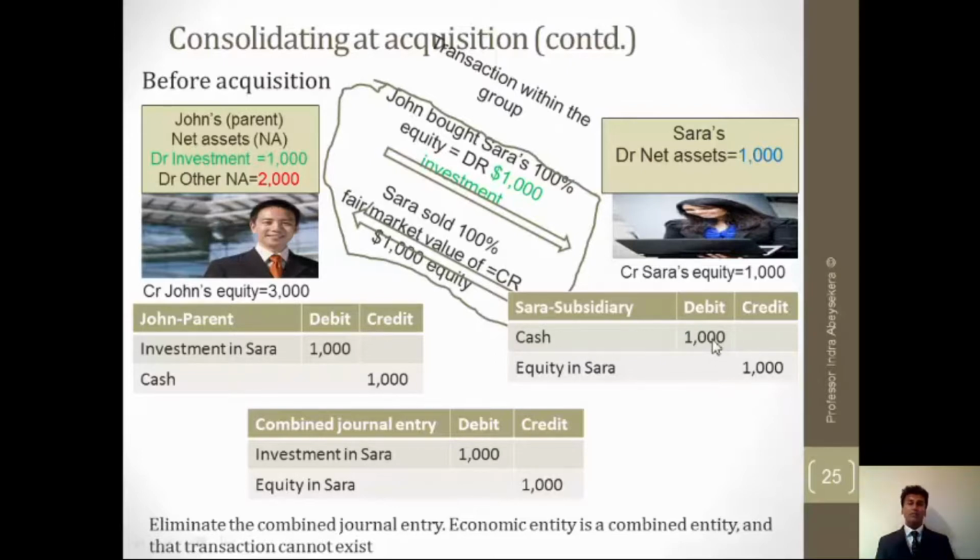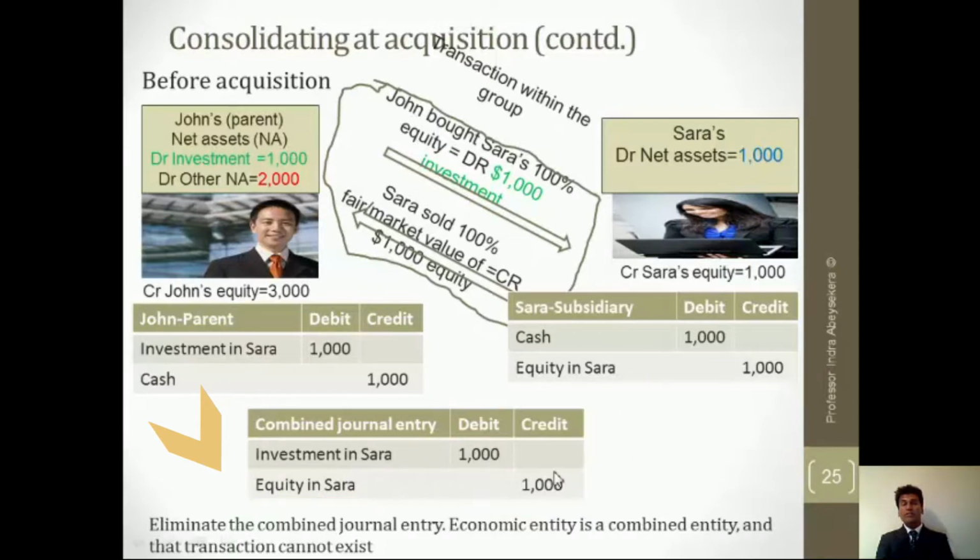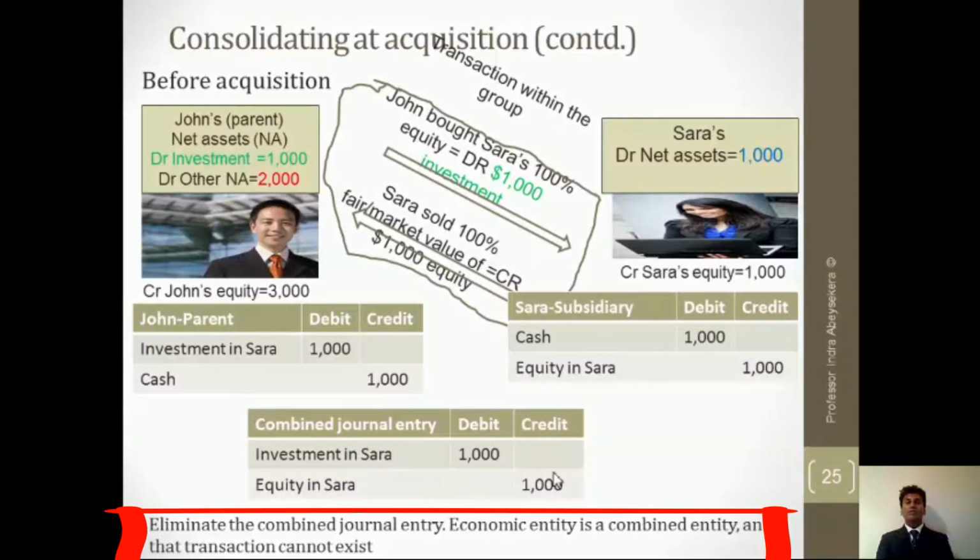When we combine the two entities into one, we combine these entries. When we combine these entries, because it's a single entity, we can avoid cash here. What we have is investment in Sarah debit and equity in Sarah credit, 1,000 and 1,000. But this is the combined journal entry, and this combined journal entry must be eliminated.